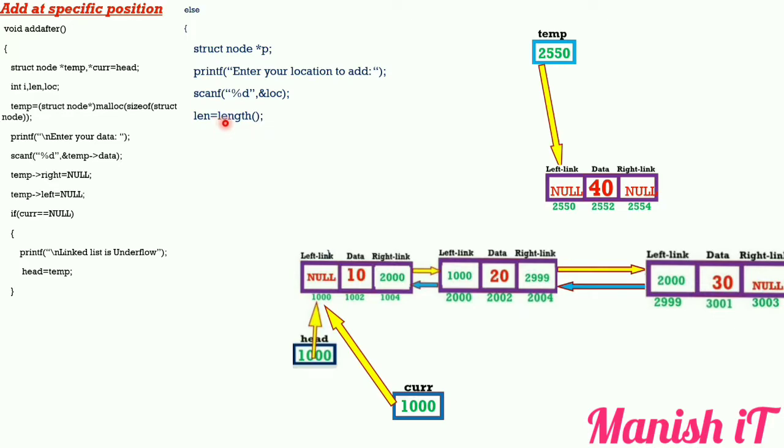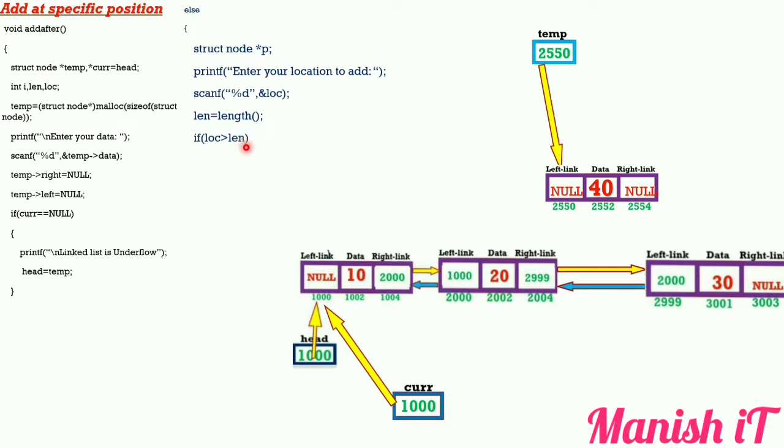Once again we have to write a condition. Suppose the user has entered another location. Suppose we do not know the length of our nodes, how many nodes there are. In that situation, suppose the user has entered 4. So what happens? Our compiler gets confused. That's why we need to write our logic like this.